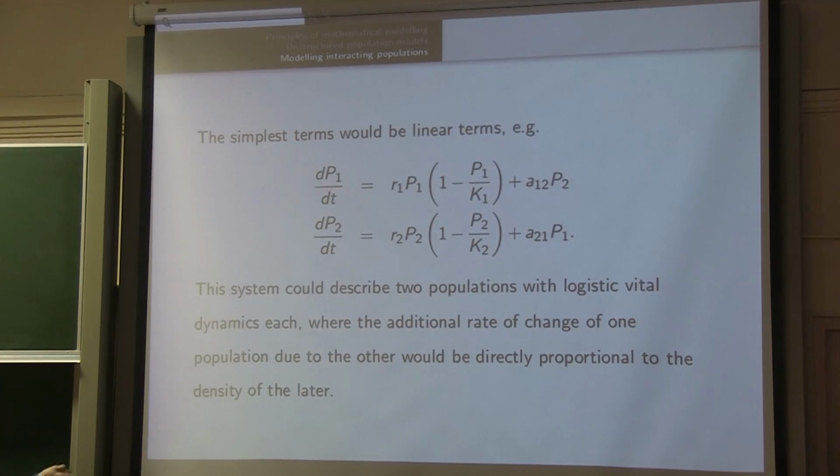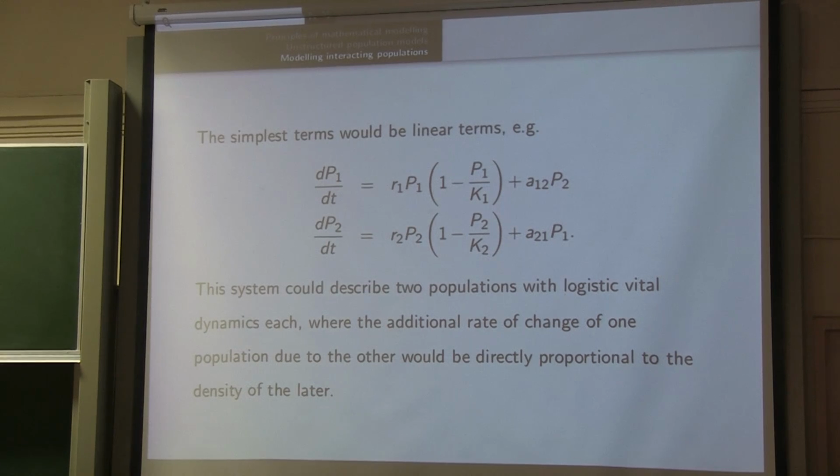A12 was positive, that is, P2 has a positive influence on P1, but P1 has a negative influence on P2. So it's a typical predator-prey interaction. In a predator-prey interaction, the presence of the predator is detrimental to the prey. The presence of prey is beneficial to the predator.